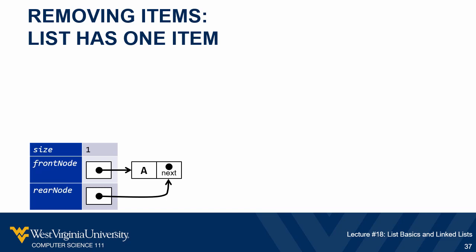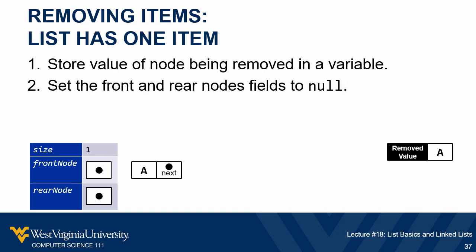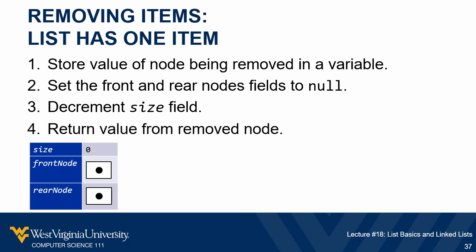So if I only have one thing in the list, I'm going to start off by creating a temporary variable so I can store the value from the node that we're going to be removing. Once I've got that value safely stored, I'm going to update my front node and rear node fields so that they're both null to signify that there's nothing in the list. And I'll also decrement the size field to 0 since, again, there's not going to be anything in the list. Once we've done all of that bookkeeping work, we can go ahead and return the value from the node that we removed.